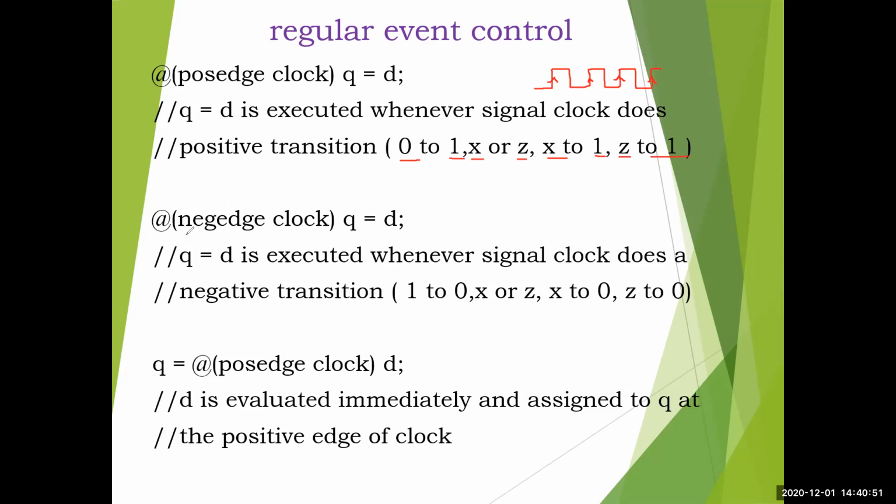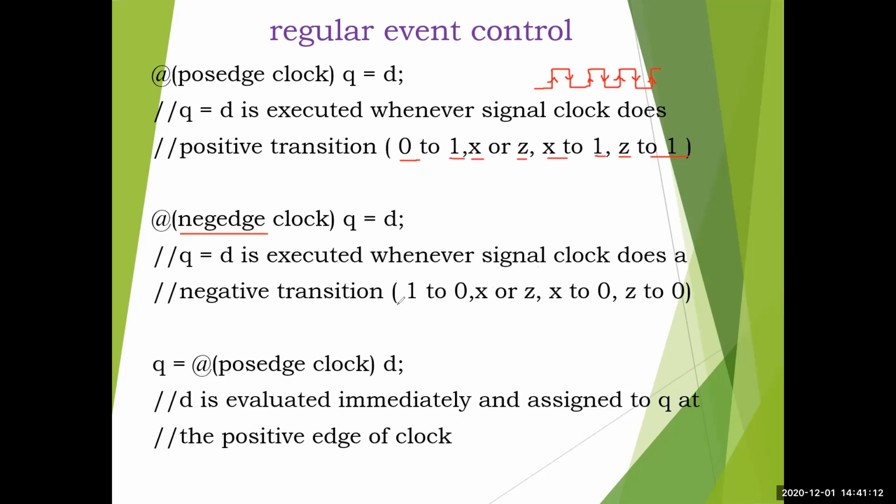Similarly, if you use negedge, which is the keyword for the negative edge of the clock, q equal to d is executed whenever signal clock does a negative transition. So negative transition is falling, like this. Only during negative falling will it change the value. One program for the negative edge triggered D flip flop we have done previously, and it is like this.